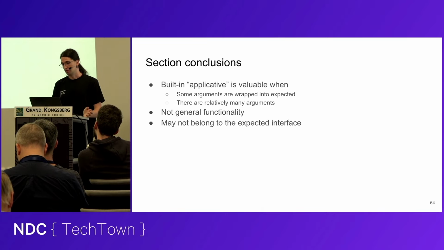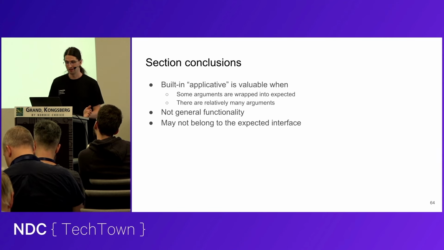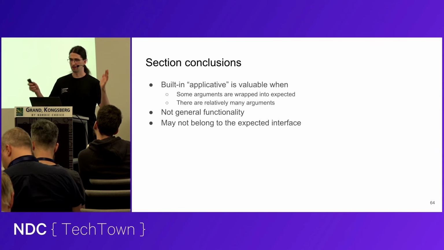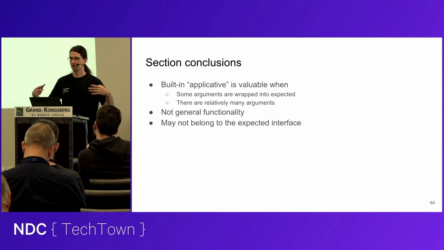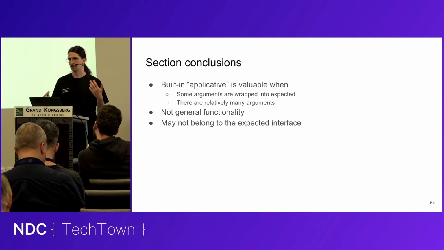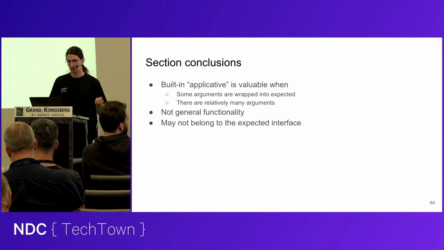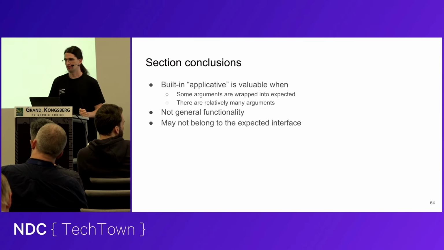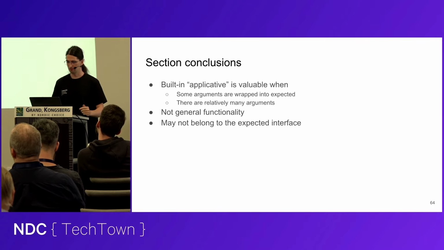And this is a small conclusion of these sections. We can potentially have a built-in applicative, and this is super valuable when we have many different arguments that come from different points of our program, and they are inconsistent, which happens all the time. So it might not be general functionality, that's why I'm talking about the free function. And it doesn't necessarily belong to the main expected interface, unless we have a more fluent interface that can be changed through pipe or bind or similar.